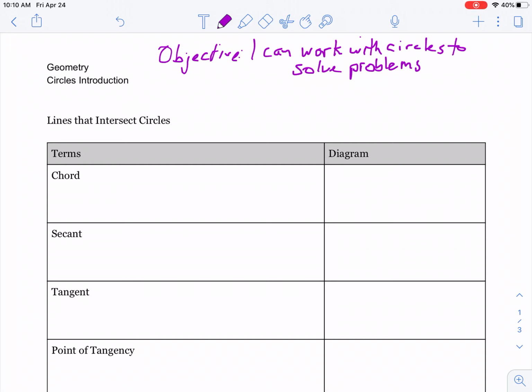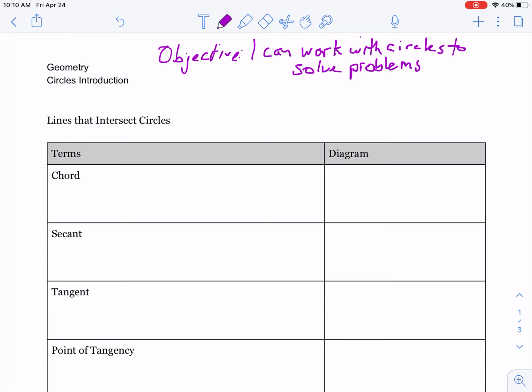The objective of this lesson is I can work with circles to solve problems. This will be an introduction to circles and working with the lines and segments that are involved in it. So the first thing we need to do is really talk about what terms we're dealing with.